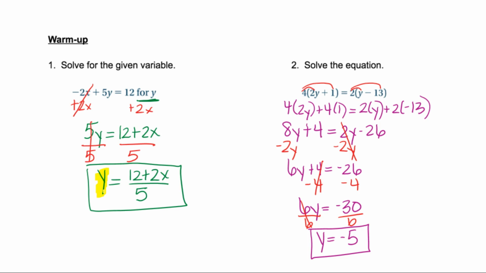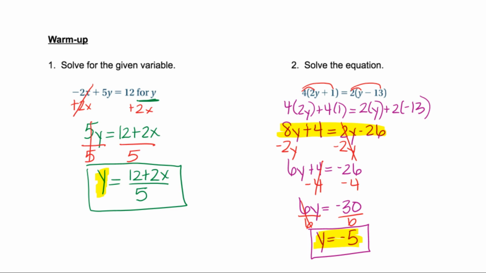The second one was to solve with the distributive property. Once you distribute, you have 8y plus 4 equals 2y minus 26. I subtracted 2y from both sides to get 6y plus 4 equals negative 26. Then I added 4 to both sides to get 6y equals negative 30. And then I divided both sides by 6 to get y equals negative 5.